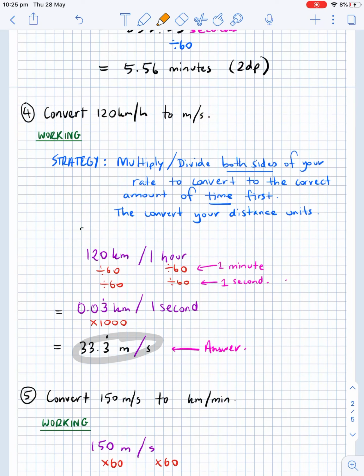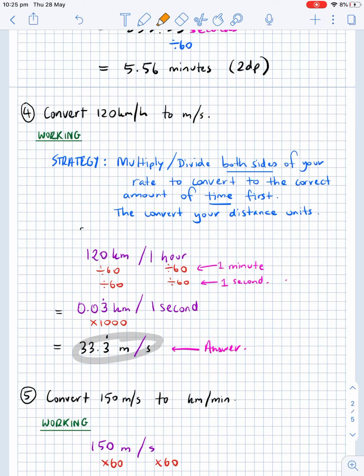So first up, we've got 120 kilometers per hour. So that looks like that. I want to change my time to the desired amount of time. I want to go from 1 hour to 1 second. The way to do that is to divide by 60 twice. Because if we divide an hour by 60, we get to 1 minute. Divide it by 60 again, we get to 1 second. So when you're doing this, what you do to one side, you have to do to the other side. So 120 divided by 60 divided by 60 in a calculator gets you 0.03 repeater.